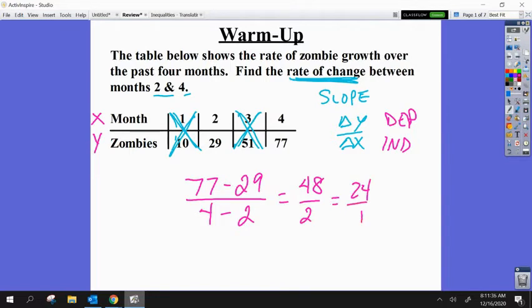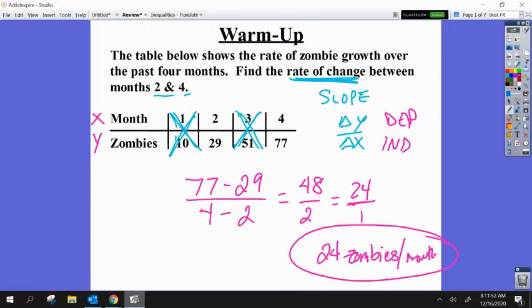Now that would be the correct answer, but one thing that you need to be on your toes with when it comes to word problems is labeling your answer. So it's not just 24 over 1. The answer is 24 zombies per month would be the fully labeled correct answer.